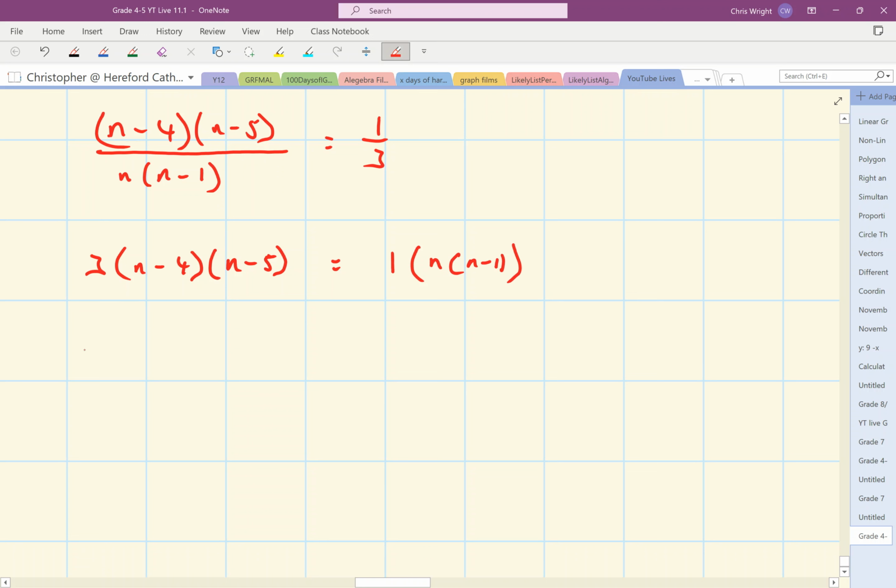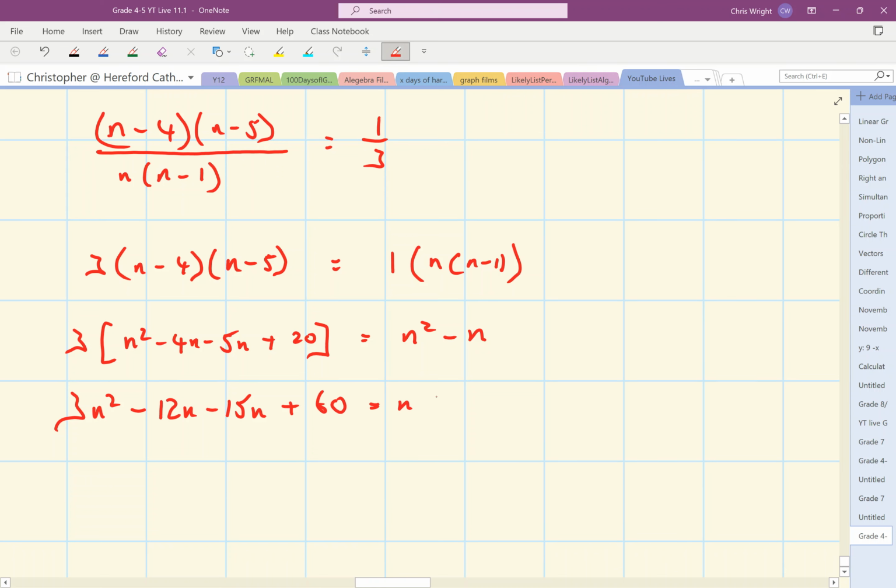So on the left I've got 3 lots of n minus 4 times n minus 5, n squared minus 4n minus 5n plus 20, equals n squared minus n. Multiply out this bracket: 3n squared minus 12n minus 15n. I could have just combined those n's, couldn't I? Plus 60 equals n squared minus n. Tidy up the left: 3n squared minus 27n plus 60 equals n squared minus n.